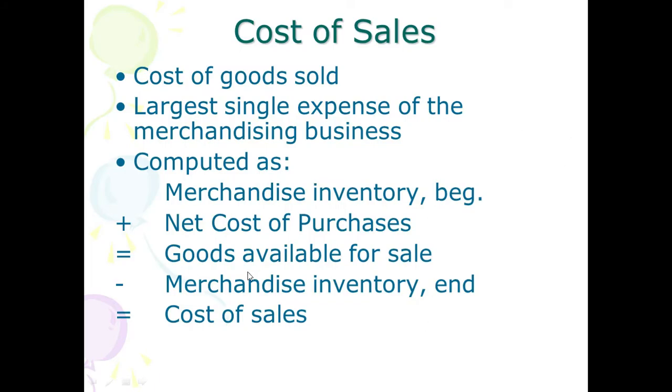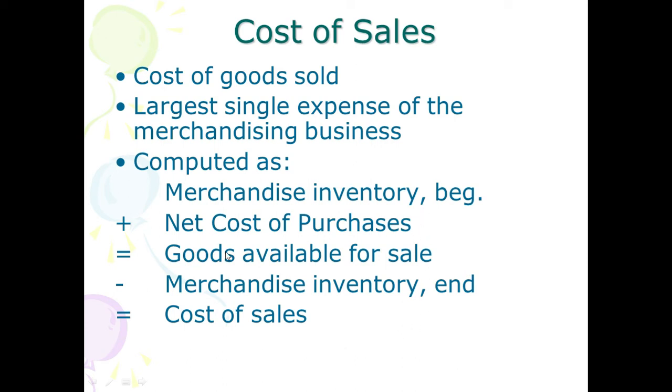Total goods available for sale minus ending inventory is your cost of goods sold. Now you have to be familiar with this formula, because sometimes in the examination, especially if it's a multiple choice type of exam, they will remove one variable and then you have to solve for the missing item. So for example, you are given inventory beginning, merchandise inventory end, and cost of sales, and you are asked to compute for net cost of purchases.